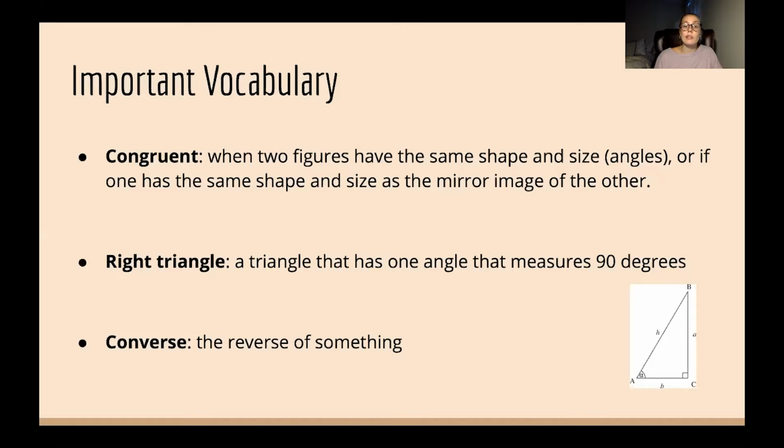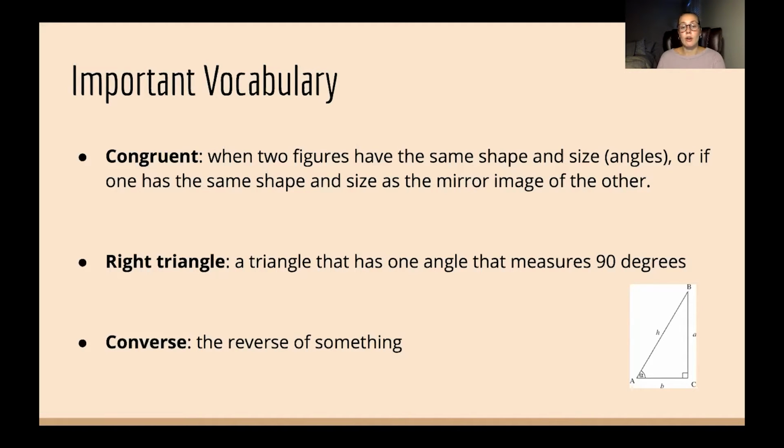First word is congruent. Congruent means when two figures have the same shape and size angles, or if one has the same shape and size as the mirror image of the other. So that could be maybe two different triangles are mirrored images of each other. They might not look the exact same or be able to hover over one another and be perfect, but if they are congruent mirrored objects, they're going to be the same shape and have the same size angles.